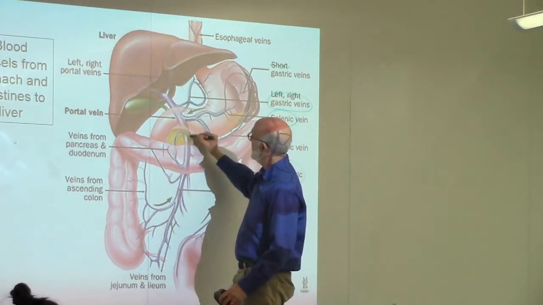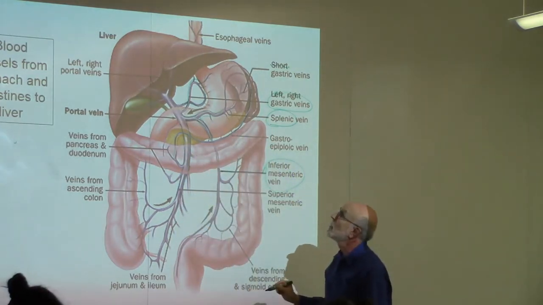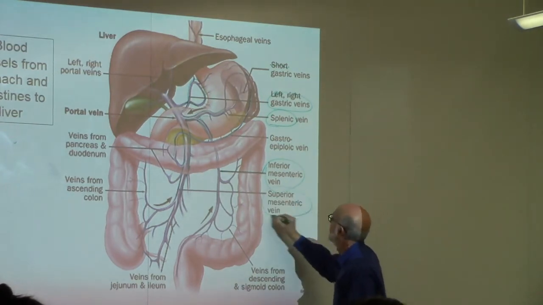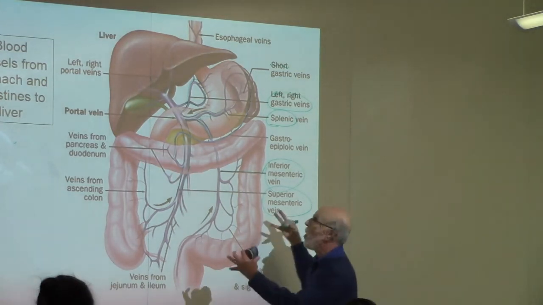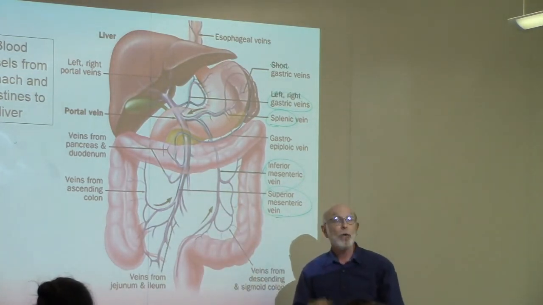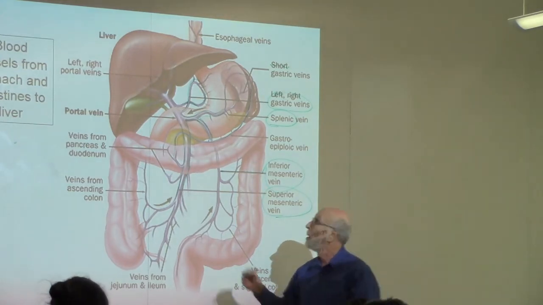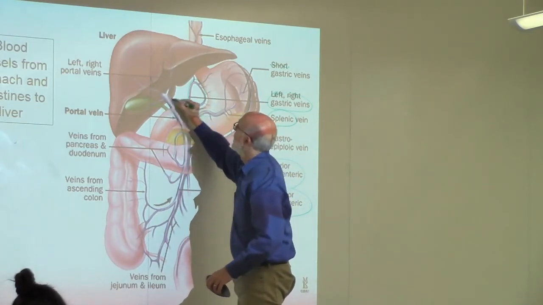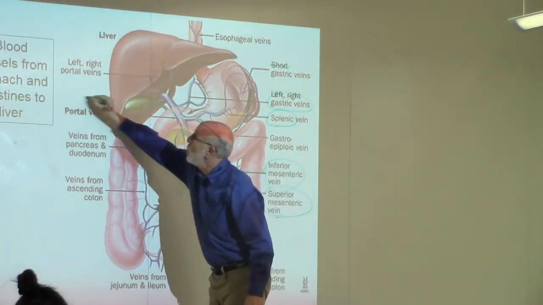These veins join into this big vein, which is called the superior mesenteric vein. So all of this venous blood draining the intestines, full of nutrients after a meal, and we'll get to that mechanism in a few minutes, is going to the liver through the portal vein.